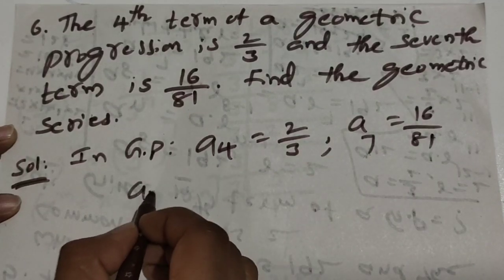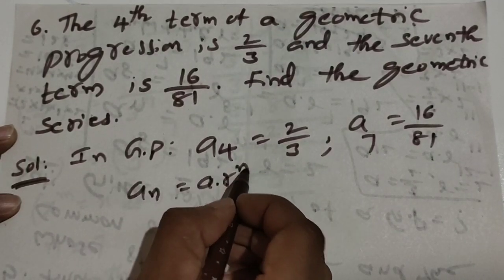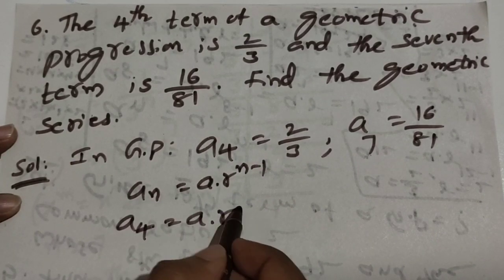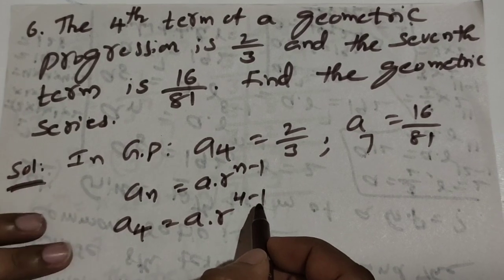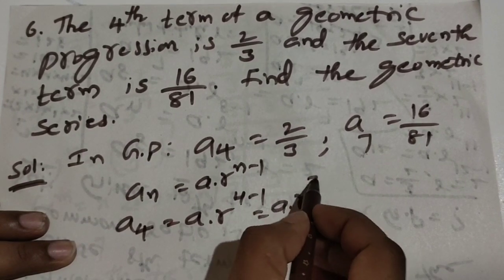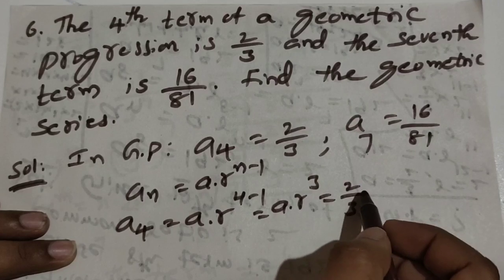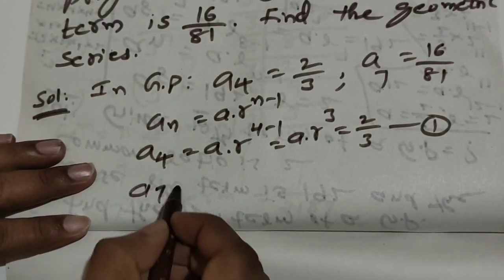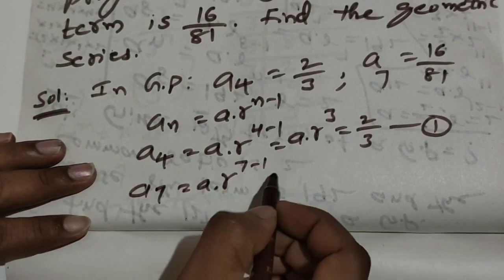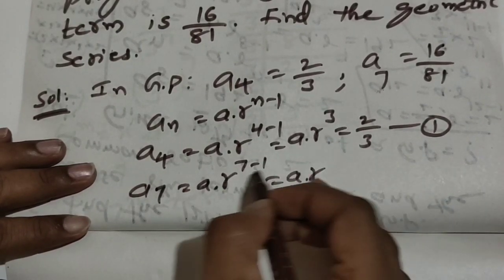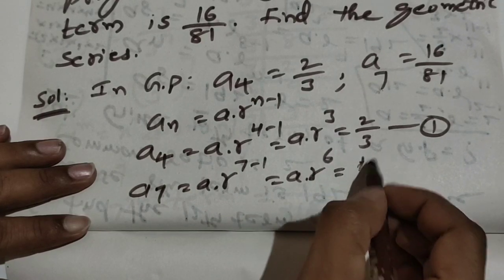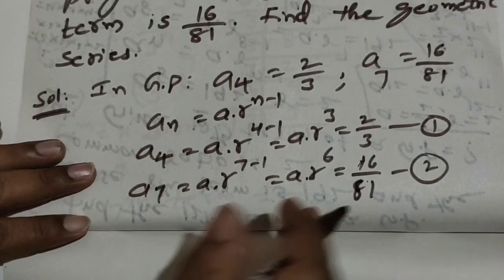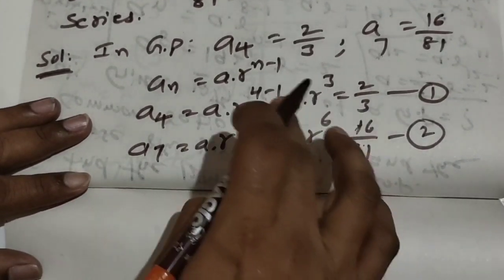Okay. By applying the An formula, we have An is equal to A into R power n minus 1. Then A4 is simply A into R to the power of 4 minus 1, that is A into R power 3 is equal to 2 by 3. Okay, so equation 1. And next A7, A into R to the power of 7 minus 1, that is A into R to the power of 6, and we have 16 by 81. So equation 2. Okay, we have here two equations, two unknowns.